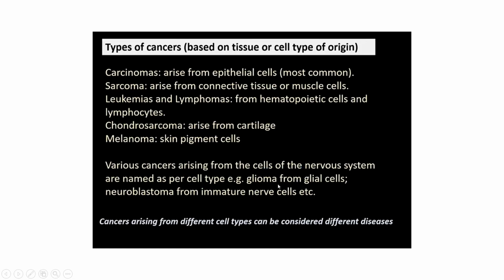Also there are cancers arising from the cells of the nervous system, such as glioma, from glial cells, which are present in the nerves. The macrophage-like cells present inside the nerves are called glial cells, and uncontrolled division of those gives glioma. And also neuroblastoma, which is cancer from the immature nerve cells.